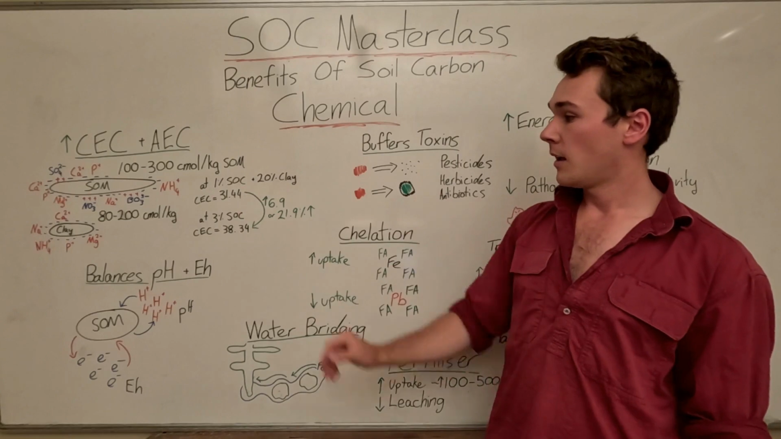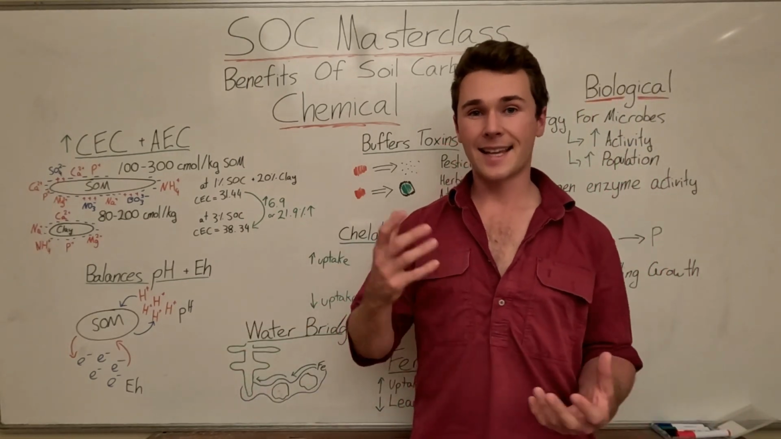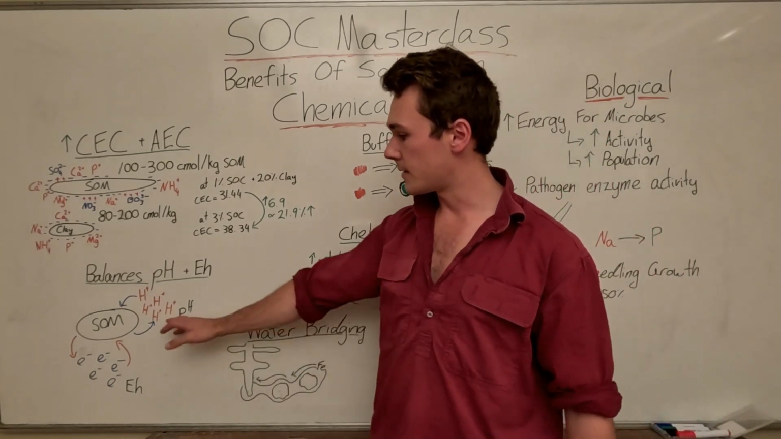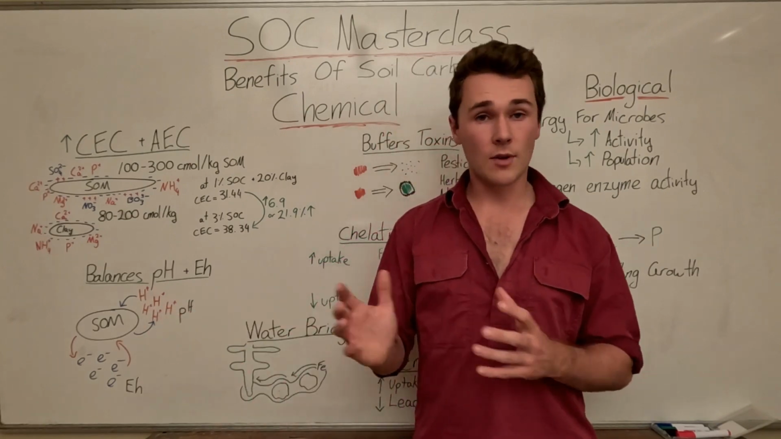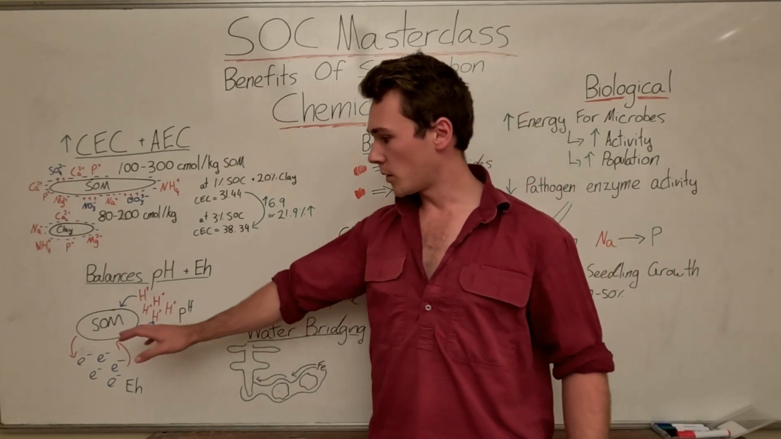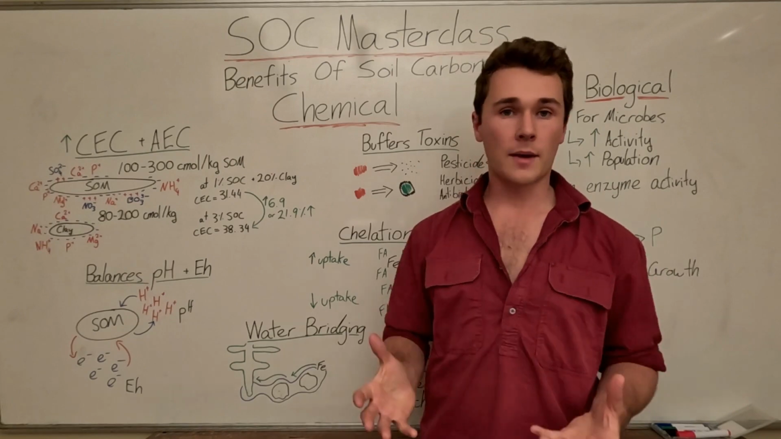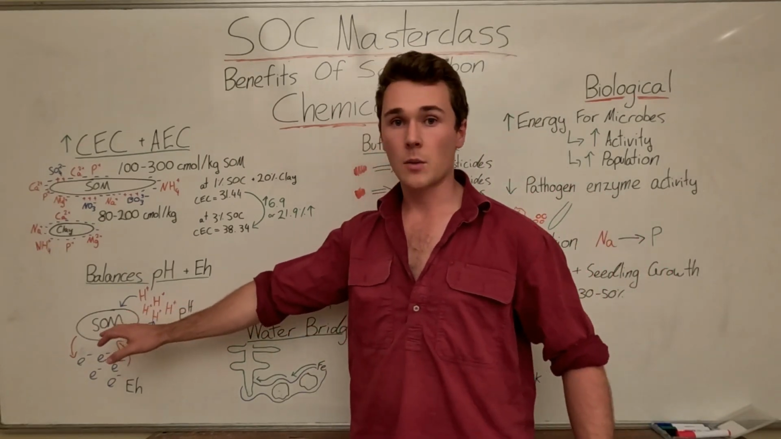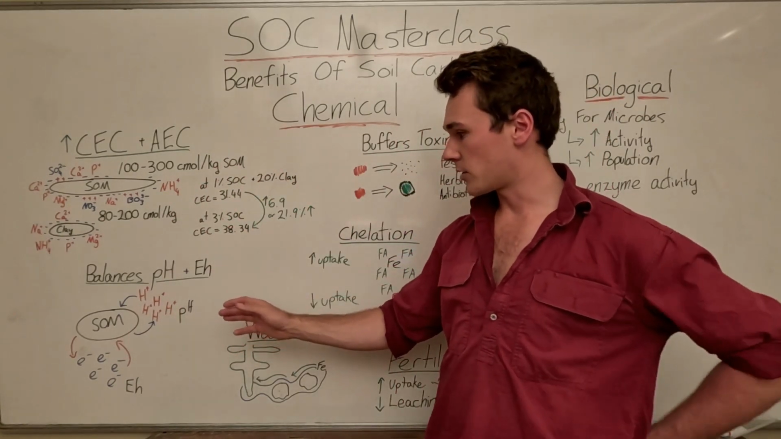That's a massive benefit. The other massive benefit is balancing soil pH and EH. One of the best ways to talk about this is the concentration of hydrogen in our soil. We want to make sure that's within a range of around 6 to 7 pH in our soil. What soil organic matter does is buffer that pH. So say if we have a soil with a pH of 5, increasing our soil organic matter content will increase that towards our ideal 6 to 7 pH range.